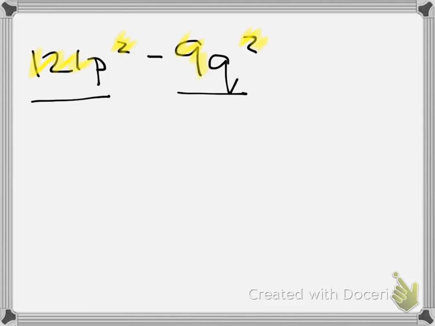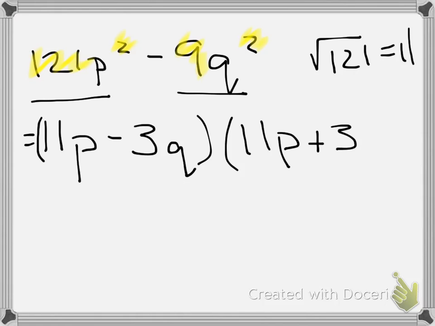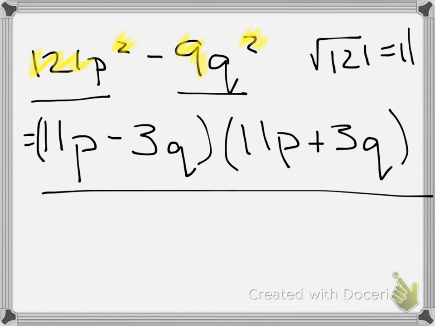Okay, so same thing. I'm going to look at this, and I'm going to say, okay, the square root of 121 is 11. So I know I'm going to have 11p, then the square root of 9 is 3. So 11p minus 3q and 11p plus 3q. Okay, so they're nice and straightforward once you see them, but sometimes they're kind of tough to see, which is the hard part about them. Okay, so that's our quick 6-minute review on factoring.